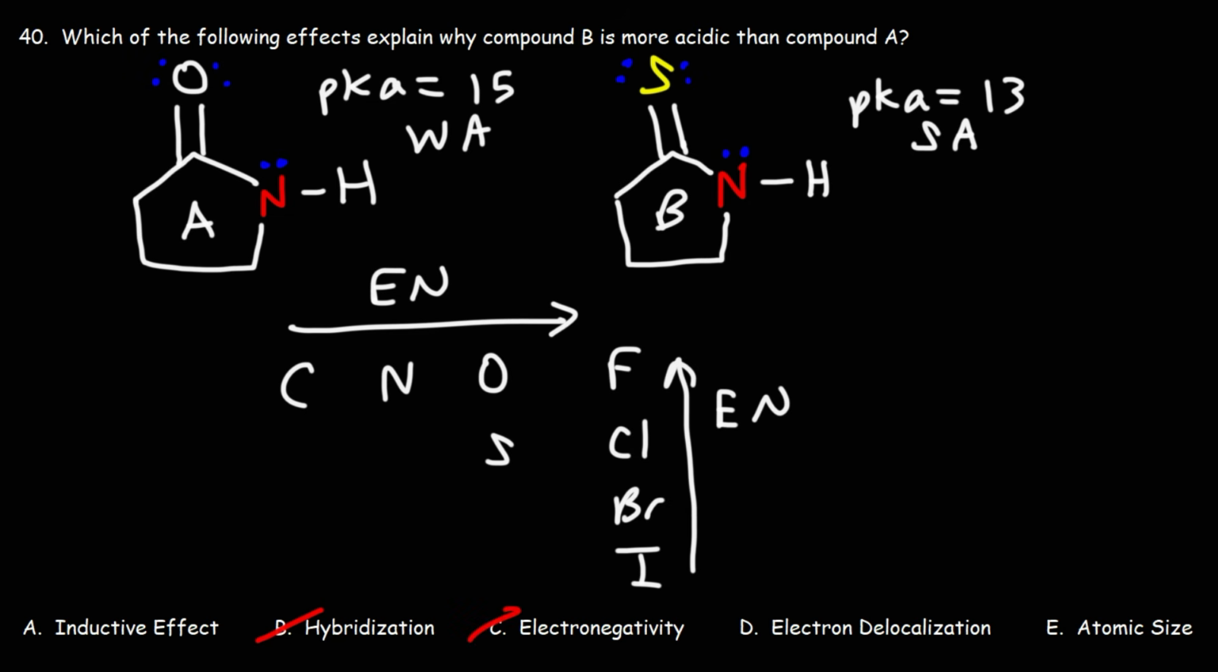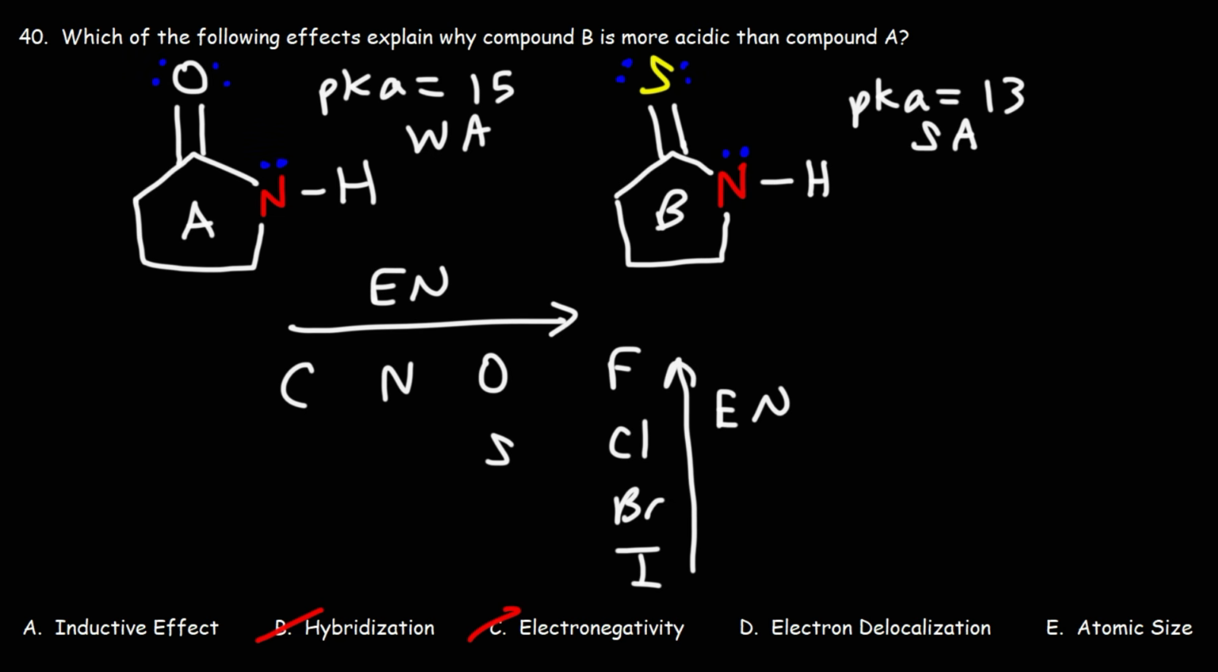Now, is it electron delocalization? Well, both of these molecules have electron delocalization. This lone pair can delocalize into the carbonyl group, and this one can do that too. So they both have electron delocalization, but that doesn't make the difference between the two acidities. Even though it makes both compounds acidic, it doesn't favor one of these. It doesn't favor compound B over compound A because they both have electron delocalization.